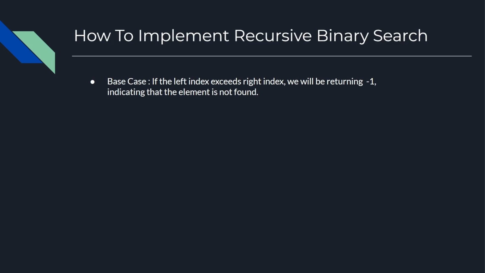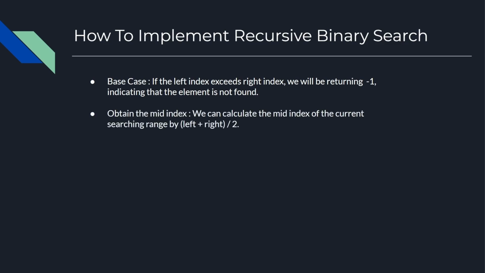So, for step 2, it is about obtaining the mid-index or the middle index. To calculate the mid-index of the current searching range, the formula we use is the same as the formula used in the iterative binary search. This gives us the middle element of the current range. It's important because the entire algorithm revolves around comparing the middle element to the target value.